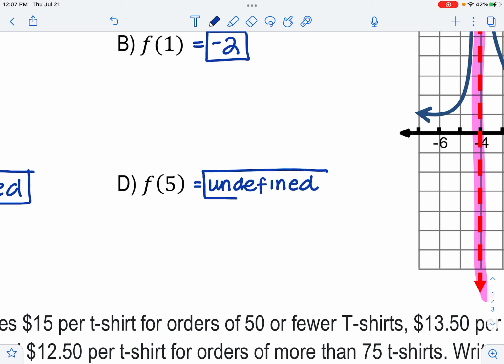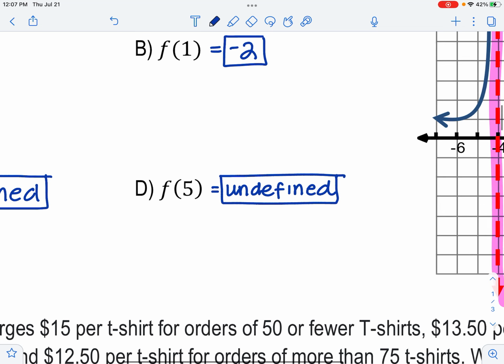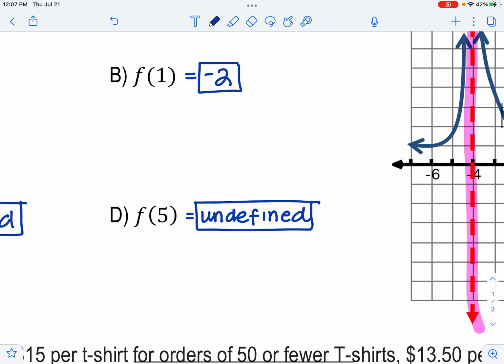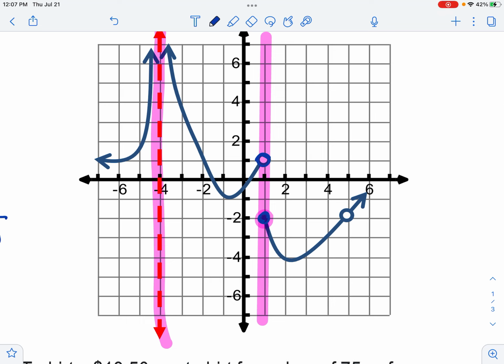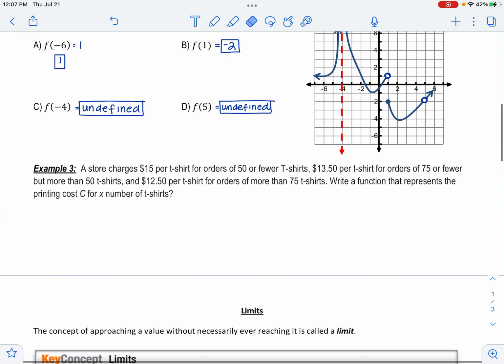Make sure you look at the difference between f of 5 and f of 1. There is a value here. There is nothing here, and there's no other points at 5. Okay. All right, let's move on to this word problem here.